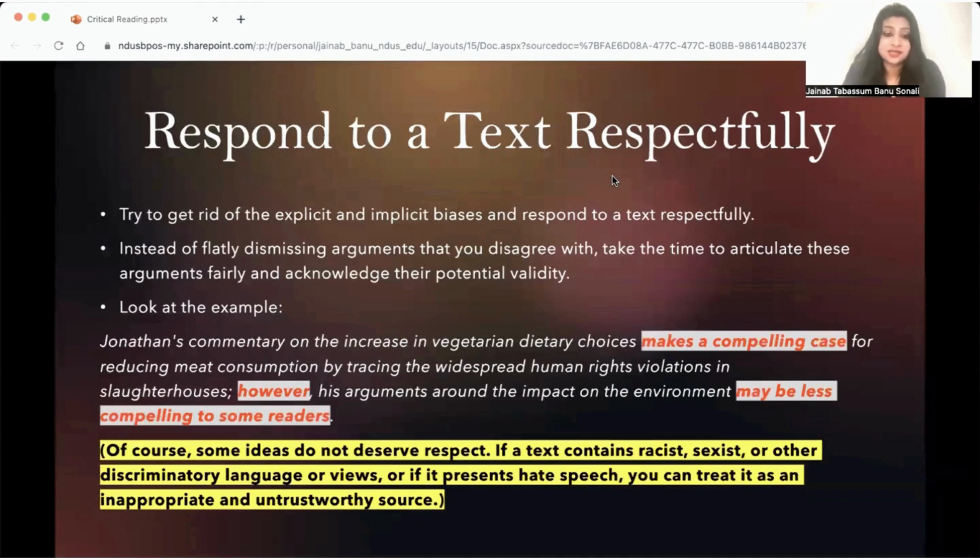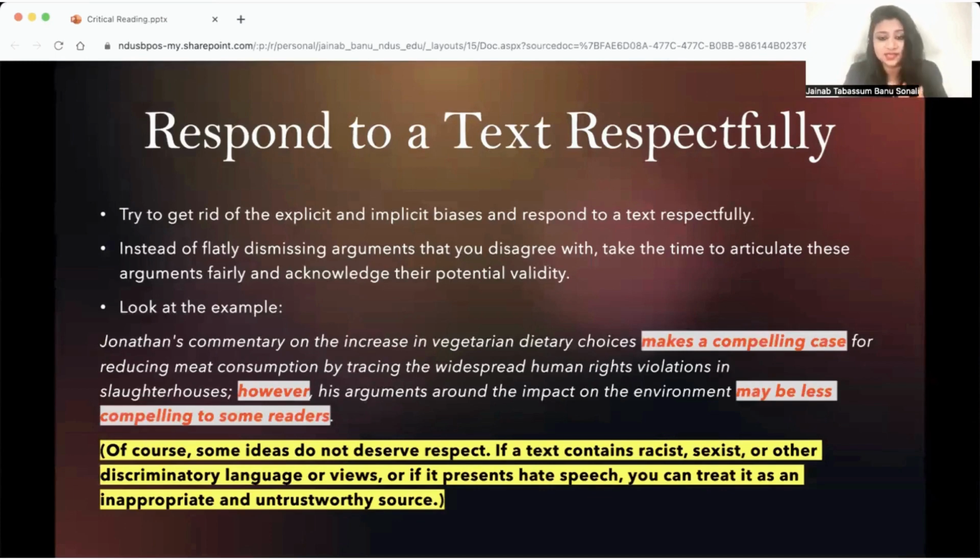Now, when you see that the author of the text is going against your own beliefs, you need to respond to the text respectfully. And this is another skill. I will be talking about how to respond to a text in probably my next video or another video. But for now, let me just talk about how to respond to a text respectfully. Just try to get rid of your own implicit and explicit biases. Instead of flatly dismissing the arguments that you disagree with, take time to articulate these arguments fairly and acknowledge their potential validity.